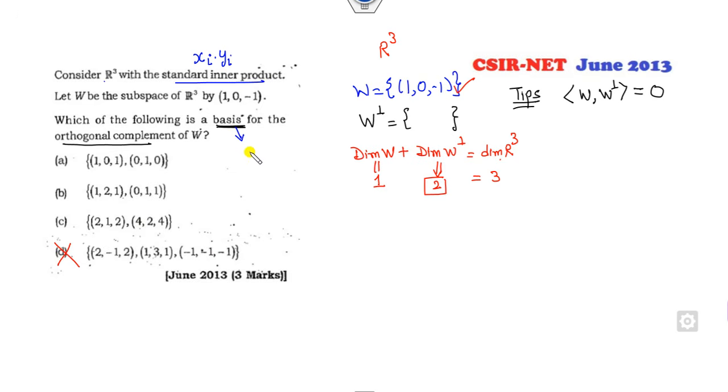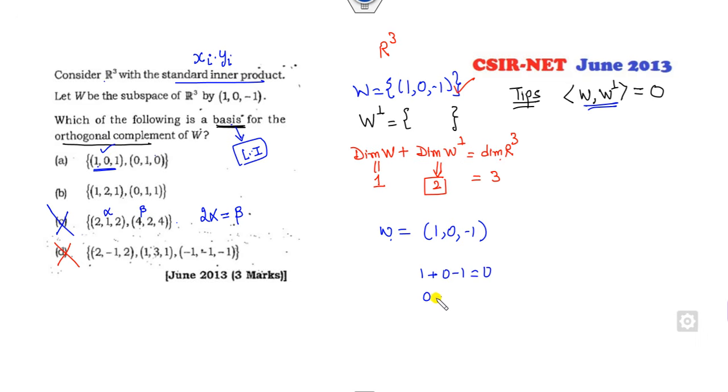Now what is the meaning of the basis? It is LI, linearly independent. So can you say which of the following is not LI? You can see this is not LI, because if I call this alpha and this beta, then 2 times alpha is beta, so they are not LI. It's not LI, it means not a basis, so this is cancelled. Now you can check here, because my W is 1, 0, minus 1. Check the dot product of this W with the first element. Is it 0? You can see 1 plus 0 minus 1, 0 is satisfied. Check this other, 0, 0, 0 is 0. So this is the answer.